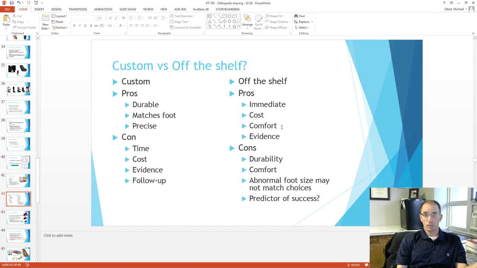They tend to be pretty comfortable. They tend to have a little bit more cushion, but that goes against that durability. So a lot of times that's one of the cons, is that they're not as durable. They're not using as solid materials, and so they can break down a little bit quicker. So as opposed to 2 years, it might be 6 months that they have to purchase new ones.